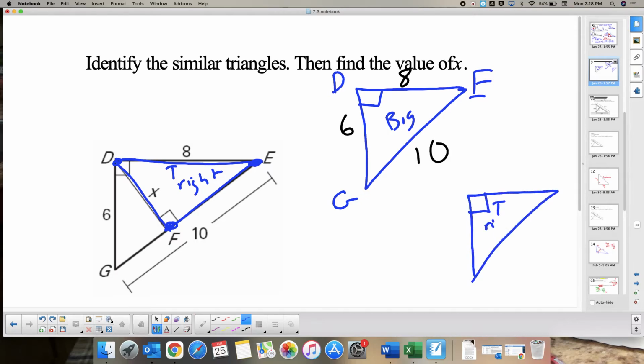So this is the top right. The three letters that make it are D, F, and E. Your right angle of that triangle is F. So F goes at your right angle. Your two remaining choices then are D and E.